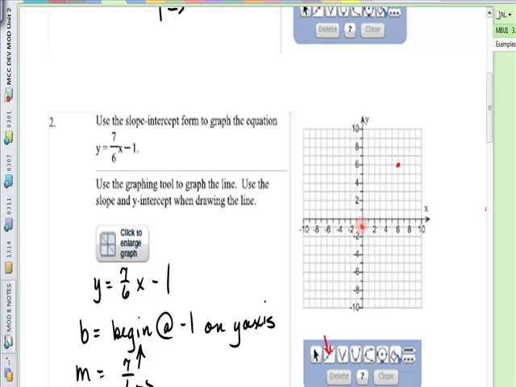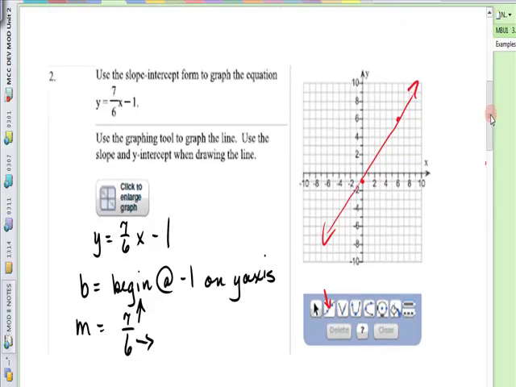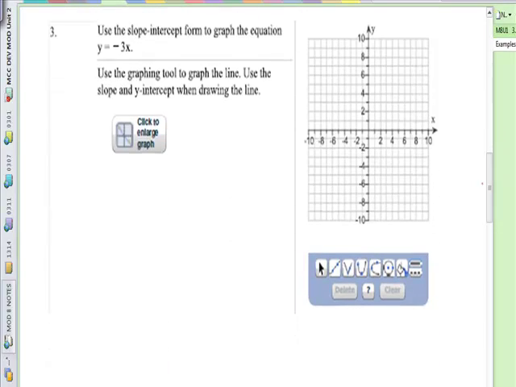I'm going to hand draw a line. It's not going to be very good, but with the tools I'm using, that's the best it's going to be. Your line will actually be perfect when you do it in MyMathLab. Let's look at number 3.